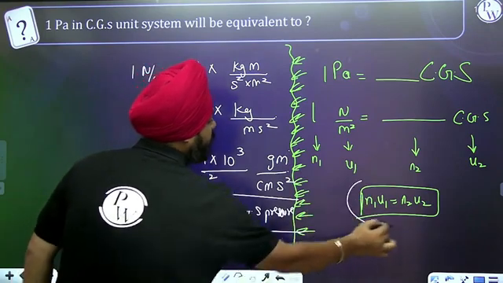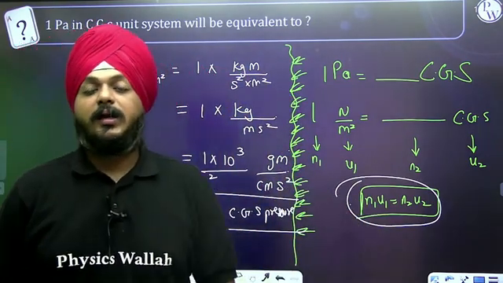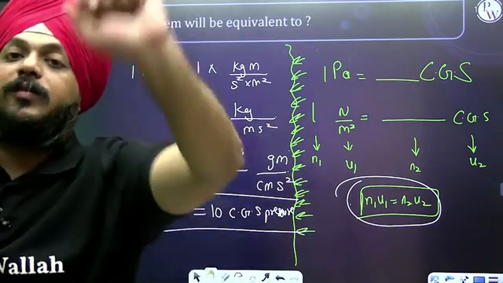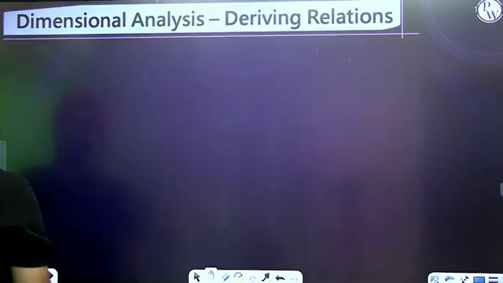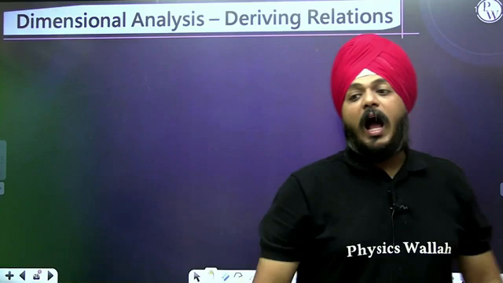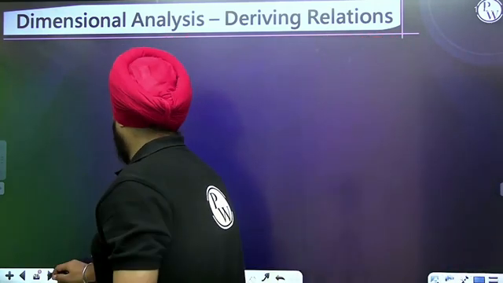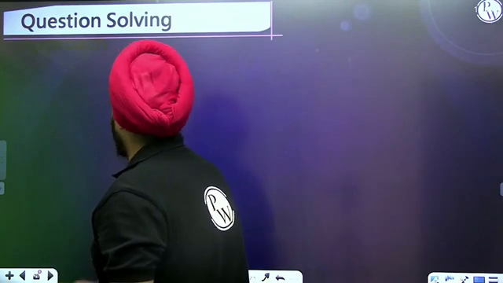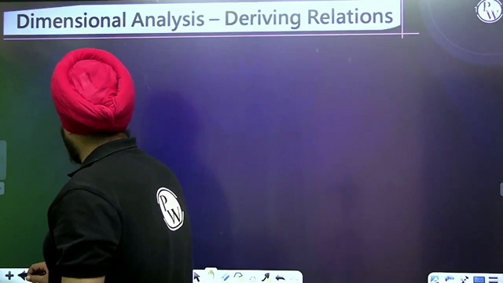You can use this formula also, and you can use the direct conversion of it. Okay, so this was one of the applications of the dimensional analysis, right? Now, how the relations are derived using the dimensional analysis, this is the second application.